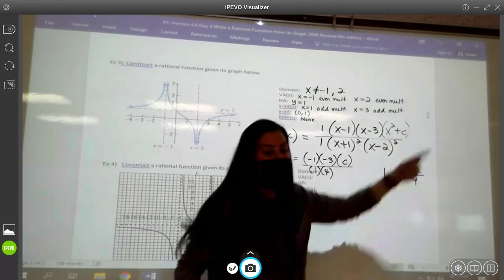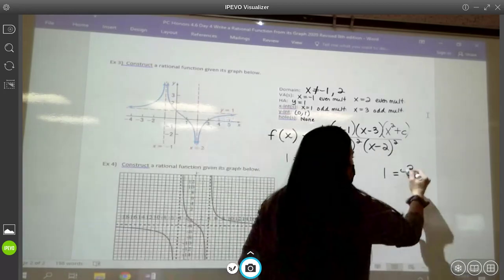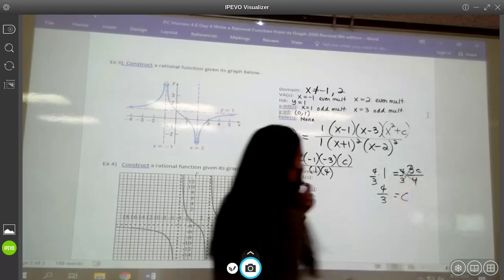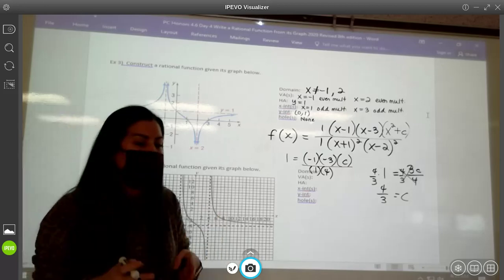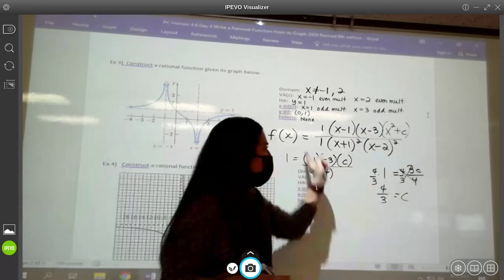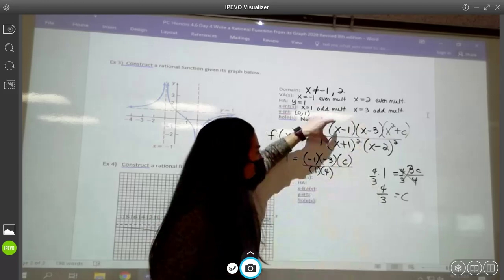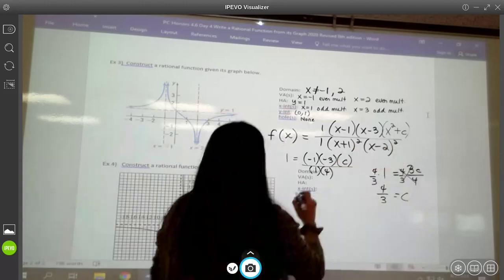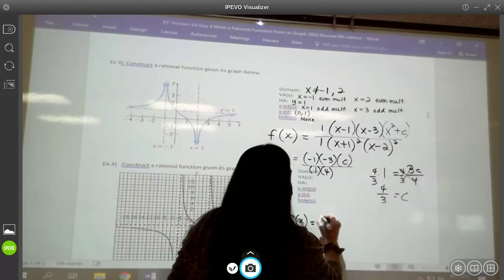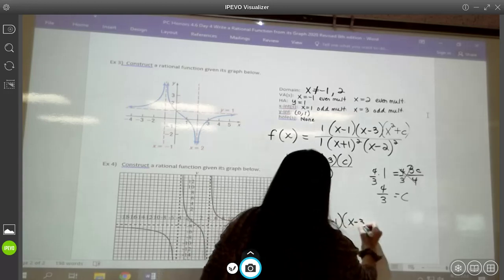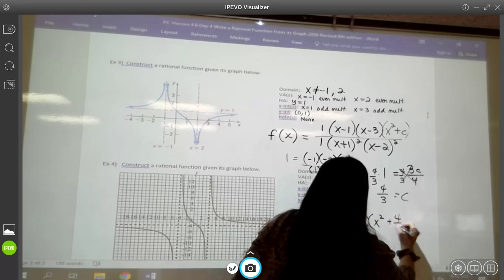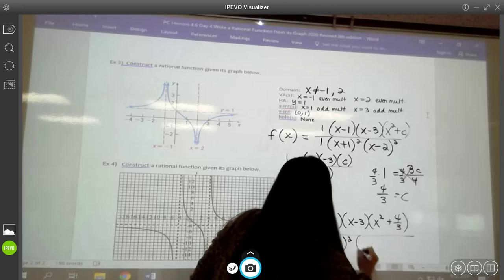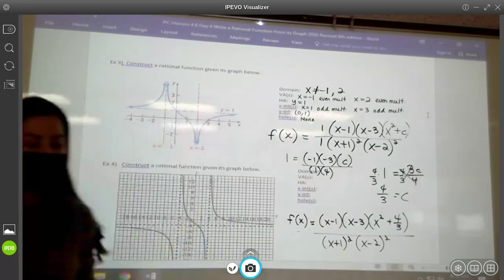What's that missing number that's going to create that missing factor there? I'm just going to times by the reciprocal. And c is 4/3. So you are missing a factor of x squared plus 4/3 in order to create a polynomial function where the degree on top and bottom would be the same. So all you have to do is pop 4/3 in there and call it a day. And there you have it.